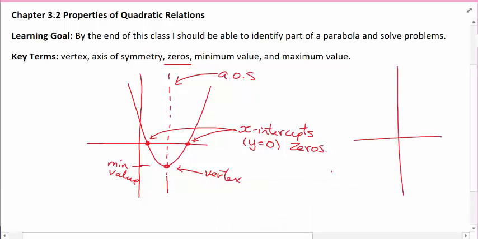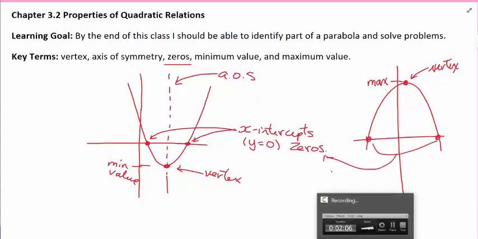Anyway, if I draw an upside down one, this is the vertex now here, and now this becomes a maximum value. Okay, and remember these are again your zeros. So these are your zeros as well. All right.